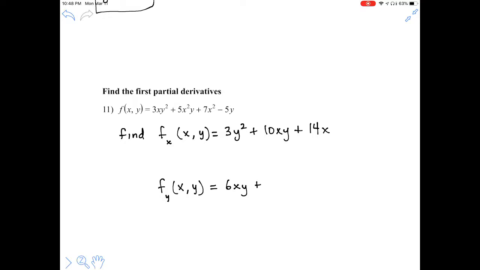And then for this next term, we're pretty much just taking the derivative of y, and the derivative of y is just 1, so that's 5x squared times 1, which is 5x squared. Now the derivative of 7x squared, where 7x squared is a constant, the derivative of constant is 0, so that term becomes 0, and then the derivative of 5y is 5.